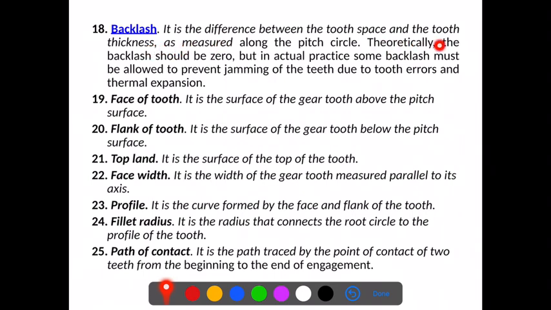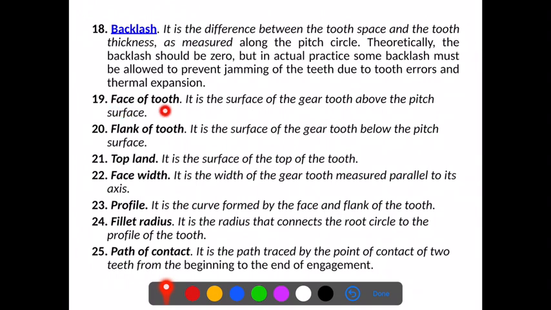Theoretically, this backlash should be 0 for perfect operation, but generally it cannot be kept 0. If it is kept 0, there are chances of jamming of the two gears. In actual practice some backlash must be allowed to prevent jamming of the teeth due to tooth error, because while manufacturing there are certain errors in the tooth thickness, and also there will be thermal expansion. To accommodate this, some backlash must be provided. Obviously it must be the minimum possible, but there should be certain backlash in gear drives.